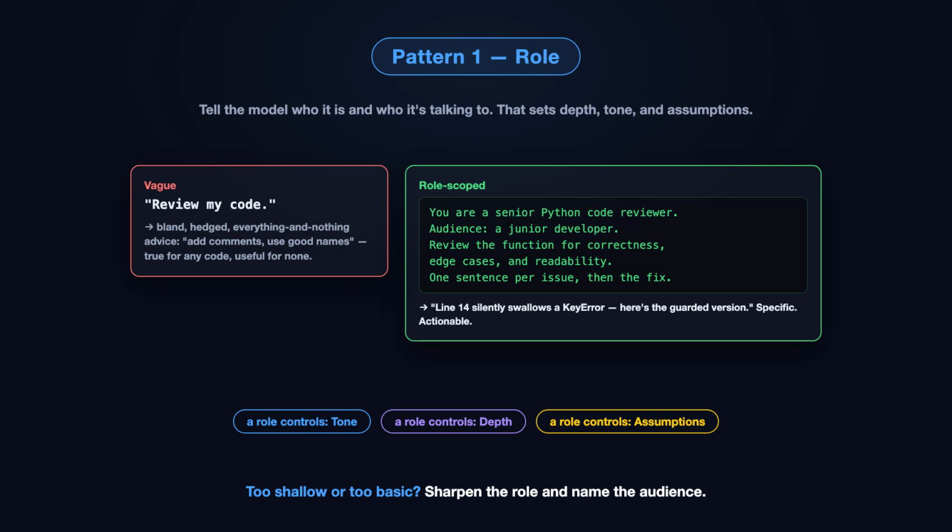Whenever an answer comes back too shallow, or too basic, or weirdly over-explained, the first fix is almost always this: give it a sharper role and a specific audience, and watch the output snap into focus.